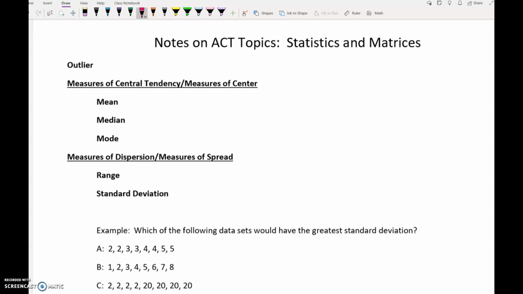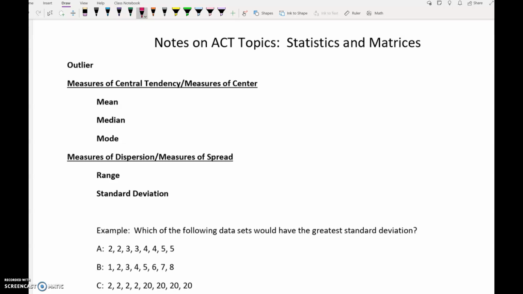Today we're going to review some statistics topics like mean, median, mode, range. I don't know that you guys have heard about standard deviation before. We're going to talk briefly about standard deviation, and we're also going to look at some basic matrix operations. But we're not just going to do this like we typically would learn this. We're going to view this as we might see it on the ACT.